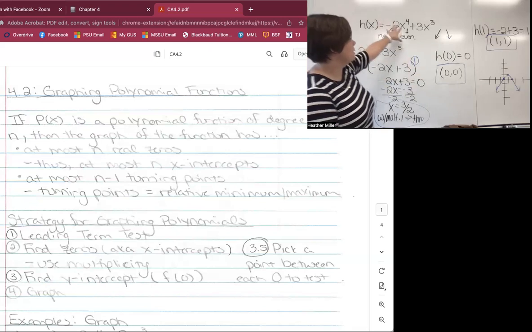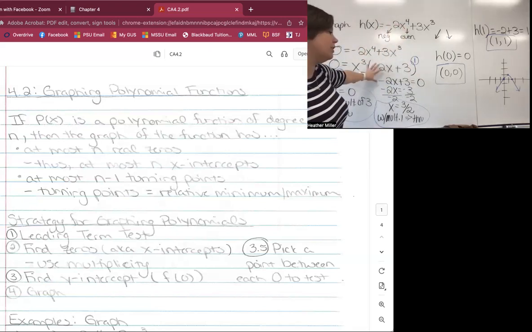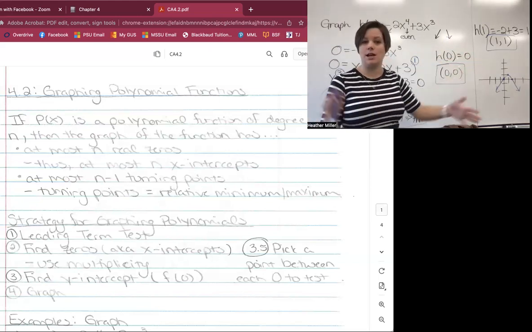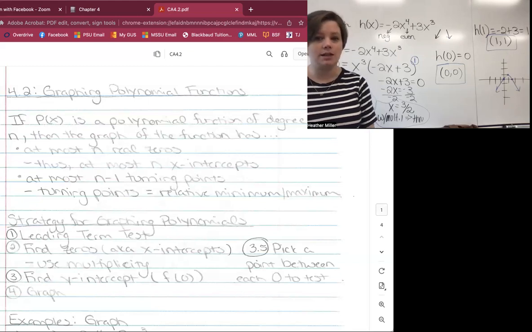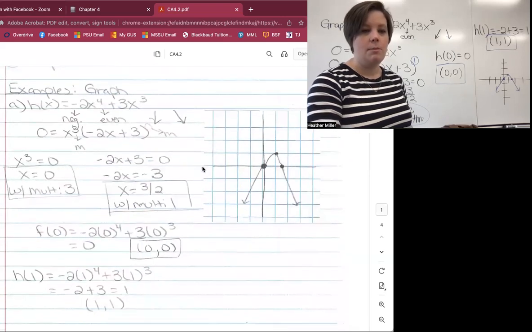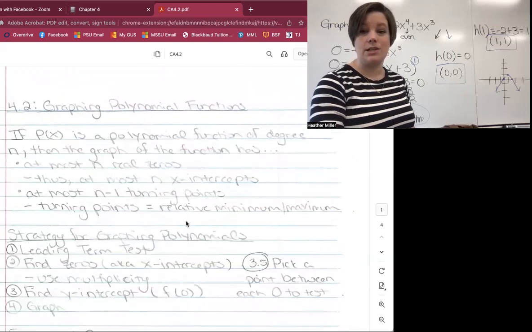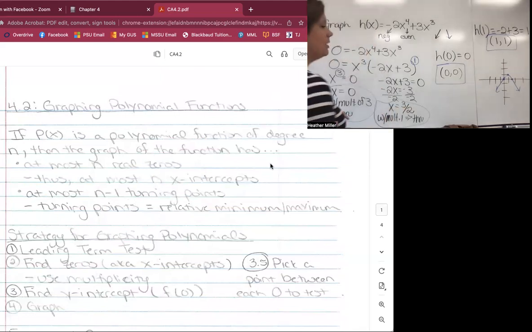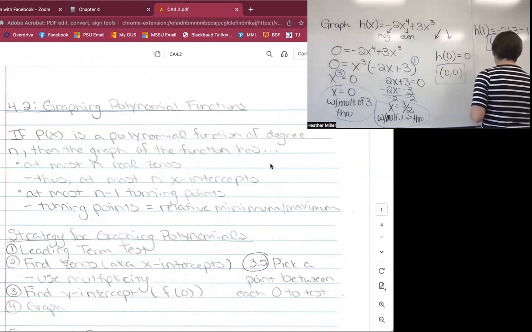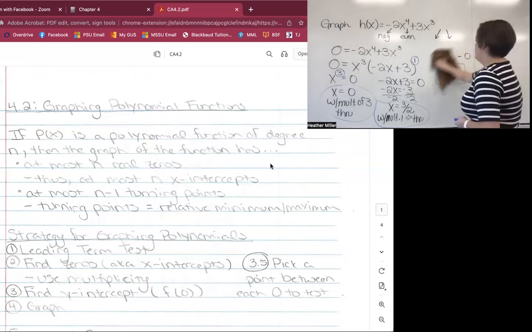We're going to use the leading term test. We're going to solve it and find our zeros. We're going to look at their multiplicities. Then we're going to find our y-intercept. And then we're going to test some points that lie in between all of our zeros to see exactly what's going on. I'll scroll up a little bit so you can see my little graph there. But I'm going to leave up these steps because we're going to use them again on the next example. That way you have them to reference as we're going through this next one, which is a slightly more complicated polynomial function.